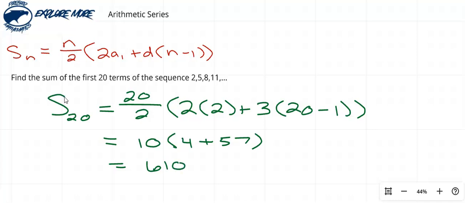Okay, so the first 20 terms, if I did 2 plus 5 plus 8 plus 11 plus 14 plus 17 plus and so on, all the way until the first 20 terms, if I added all those up, then I would get 610. Okay, all right, that wasn't so bad. Let's do one more, and then we'll wrap this up.